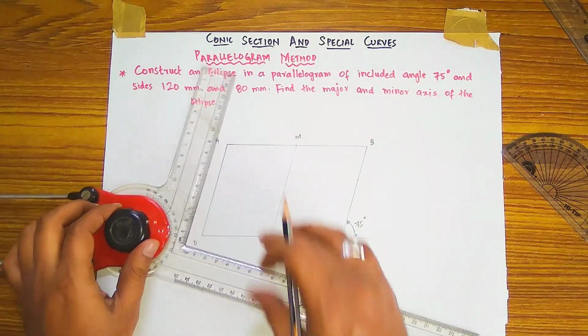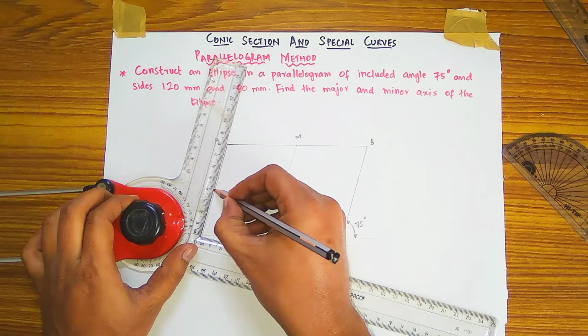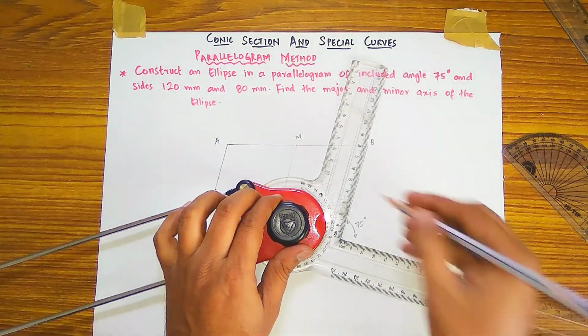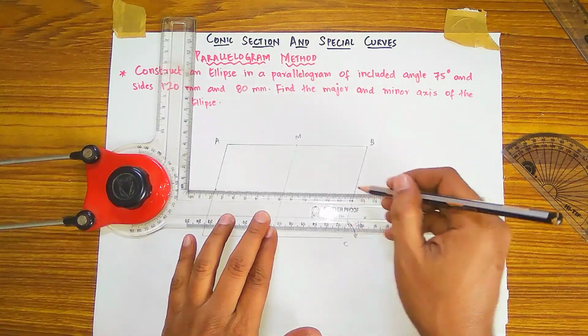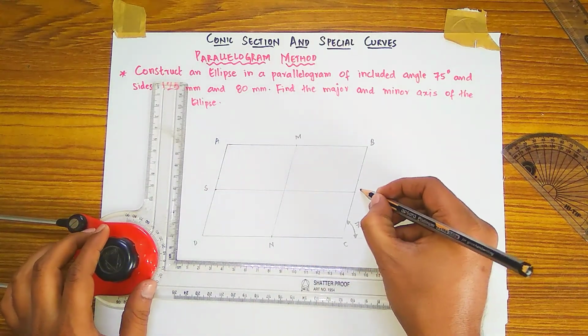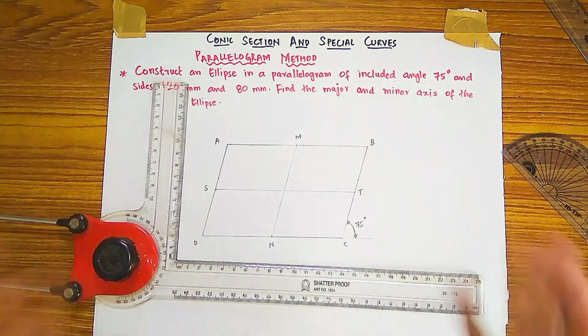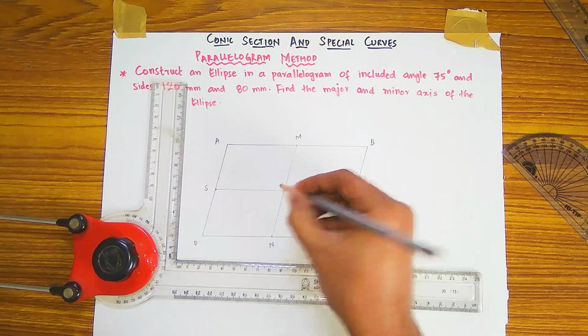And the same, you have to divide these lines also. This is of 80, so half of 80 will be 40. Put a point. Here also half of 80 will be 40. Put a point. Draw a line. Label this line as S and T. You can label it yourself, or you can take any alphabet for the drawing. So this point will be the ellipse origin O.